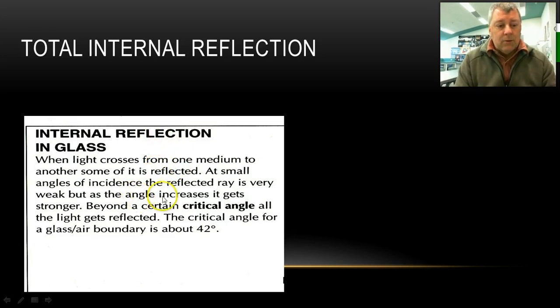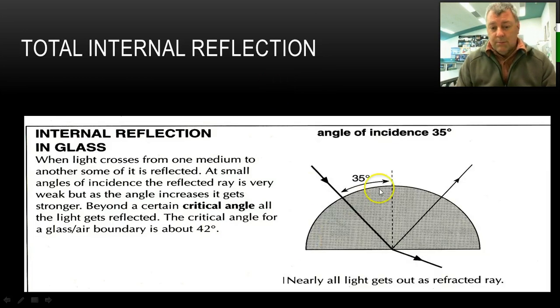But as the angle increases, we start getting more interested in it, because we reach a certain point, which is called the critical angle, when all the light gets reflected and none of it goes across the interface. Now, for a glass-air boundary, that's about 42 degrees. So let's just go through a couple of examples to make sure my words have actually made some sense. So here's a prism.